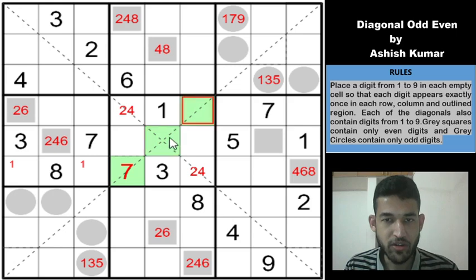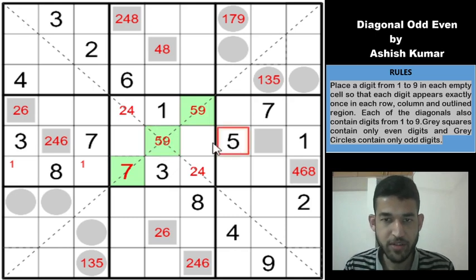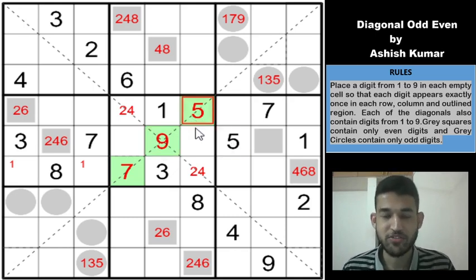Okay, so we know that these 2 digits must be odd now. We have deduced. So they can't be 1 3 7. So they must be 5 and 9. And 5 is immediately ruled out. So this is a 9 and this is a 5. A brilliant start to the Sudoku, guys.